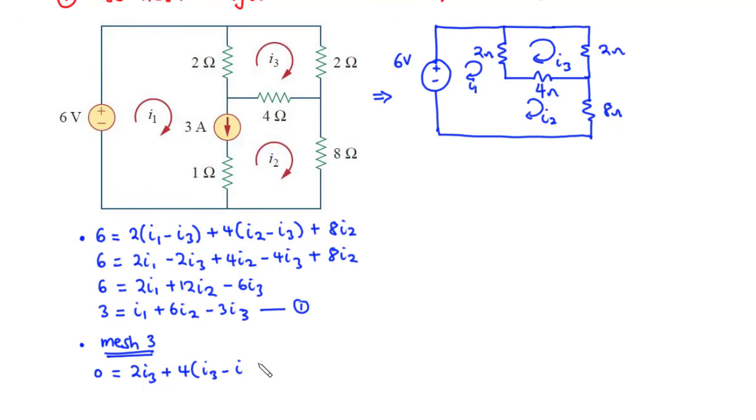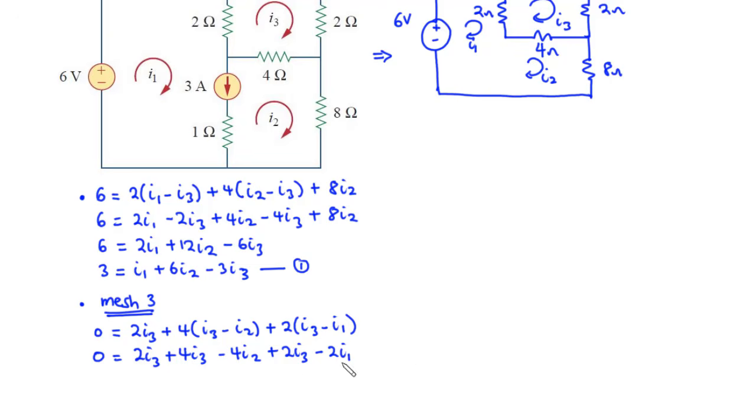I3 minus I2 plus, also in this branch we have I3 moving in the clockwise direction, and then I1 also moving in the anti-clockwise direction, so the two oppose each other. So we have plus 2 into bracket I3 minus I1. Let's expand and simplify as well. So we have 0 equals 2I3 plus 4I3 minus 4I2 plus 2I3 minus 2I1.